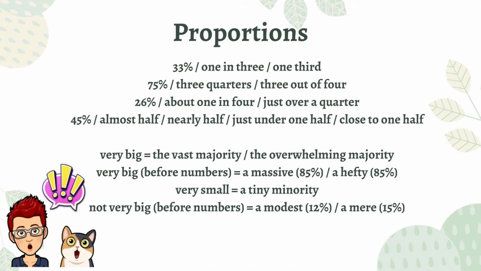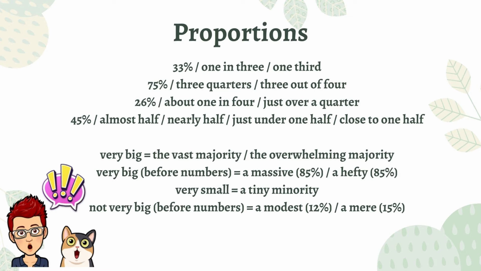Now let's talk about numbers. You also need to be able to describe proportions using not only numbers but collocations and phrases. Take a look at the following: 33%, 1 in 3, 1/3. 75%, 3/4, 3 out of 4. 26%, about 1 in 4, just over a quarter. 45%, almost half, nearly half, just under 1/2, close to 1/2.